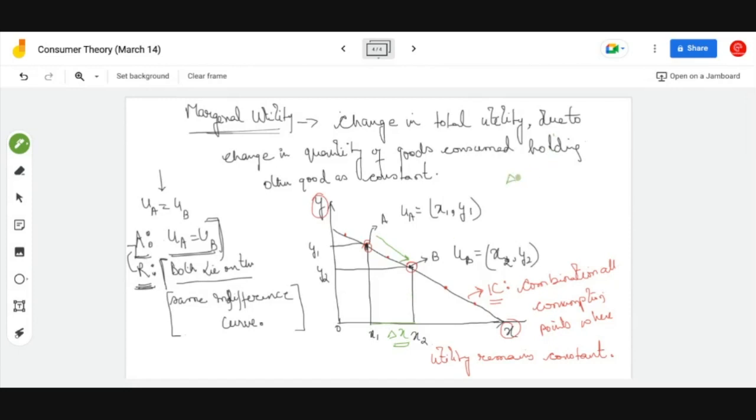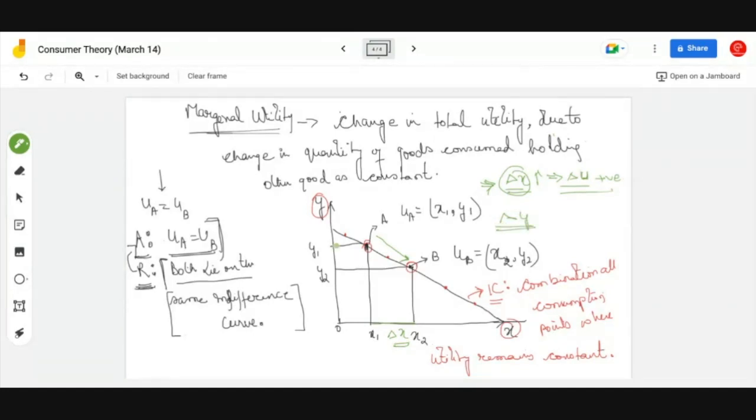So when delta X is increasing, what is the impact on utility? Correct? Now, tell me, when your X is increasing, the change in utility will be negative or positive? When you are increasing your X, so this will be positive. So this is the marginal utility for good X. Now, similarly, marginal utility of good Y.